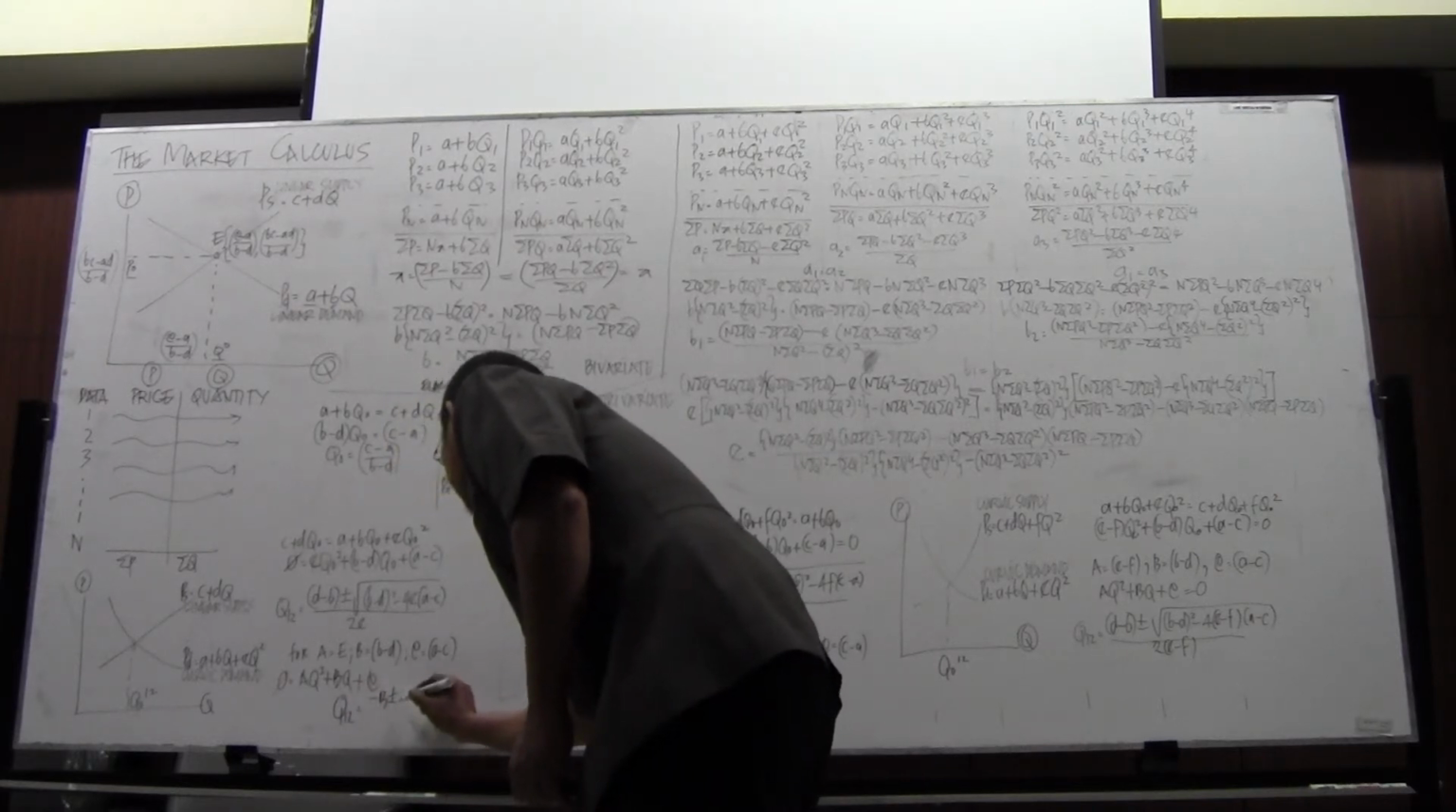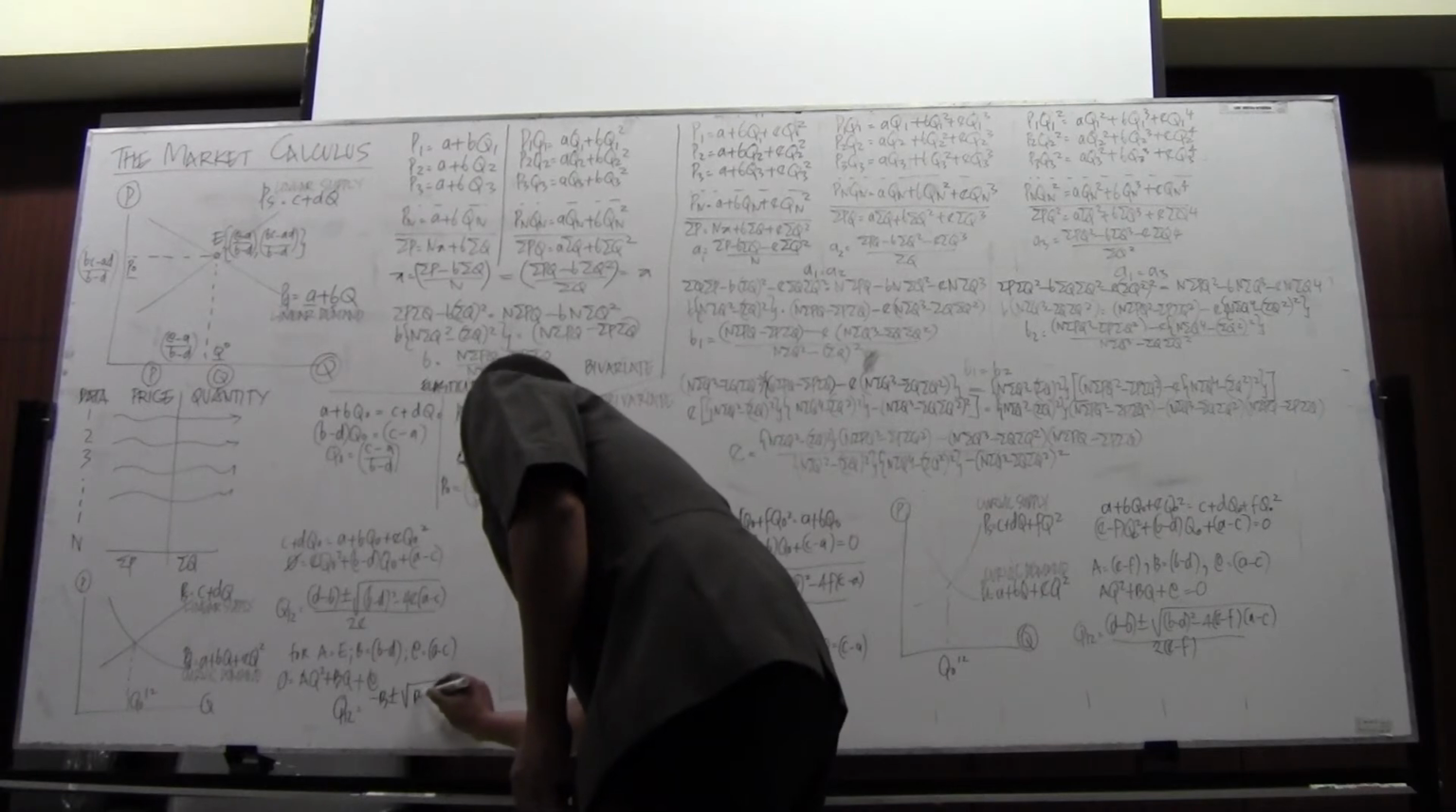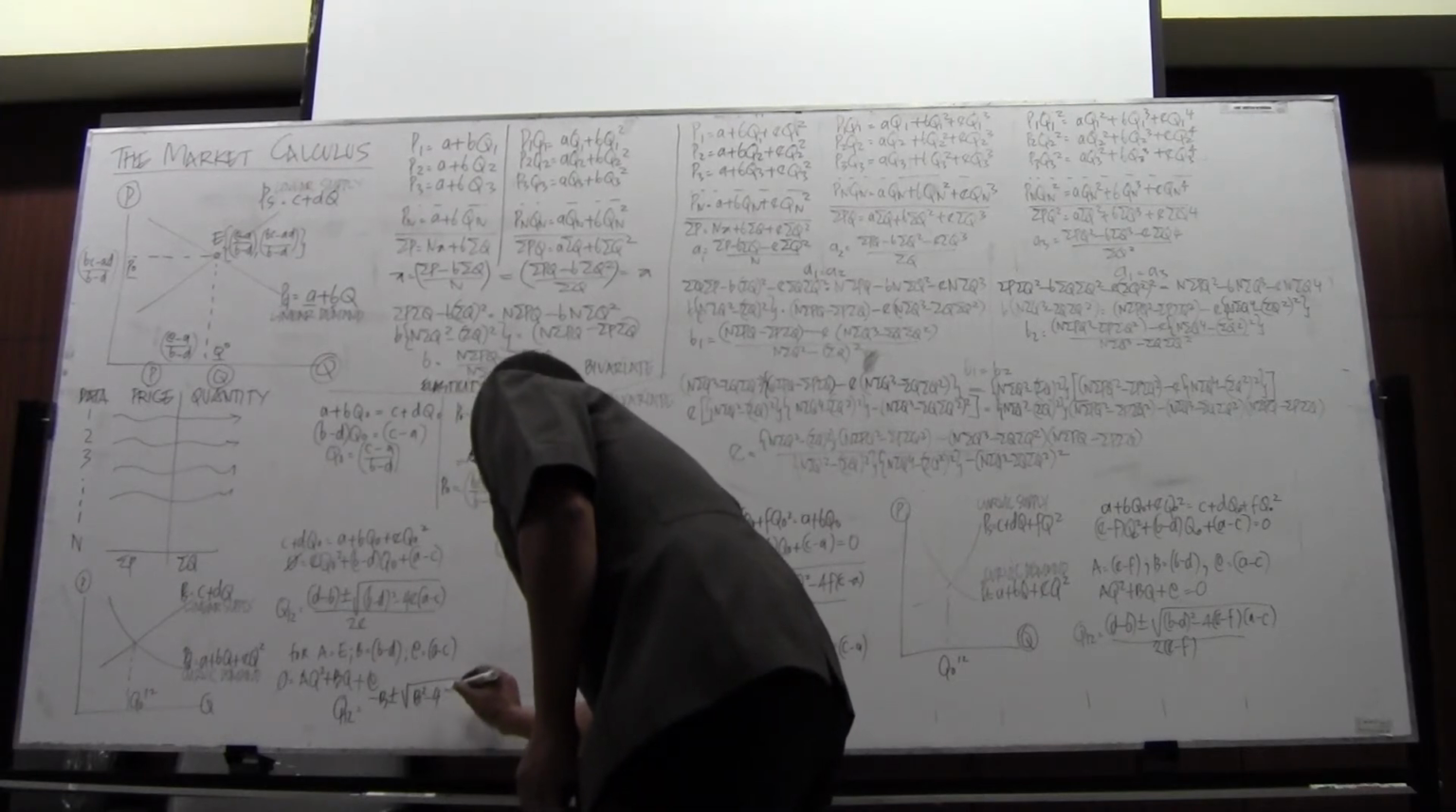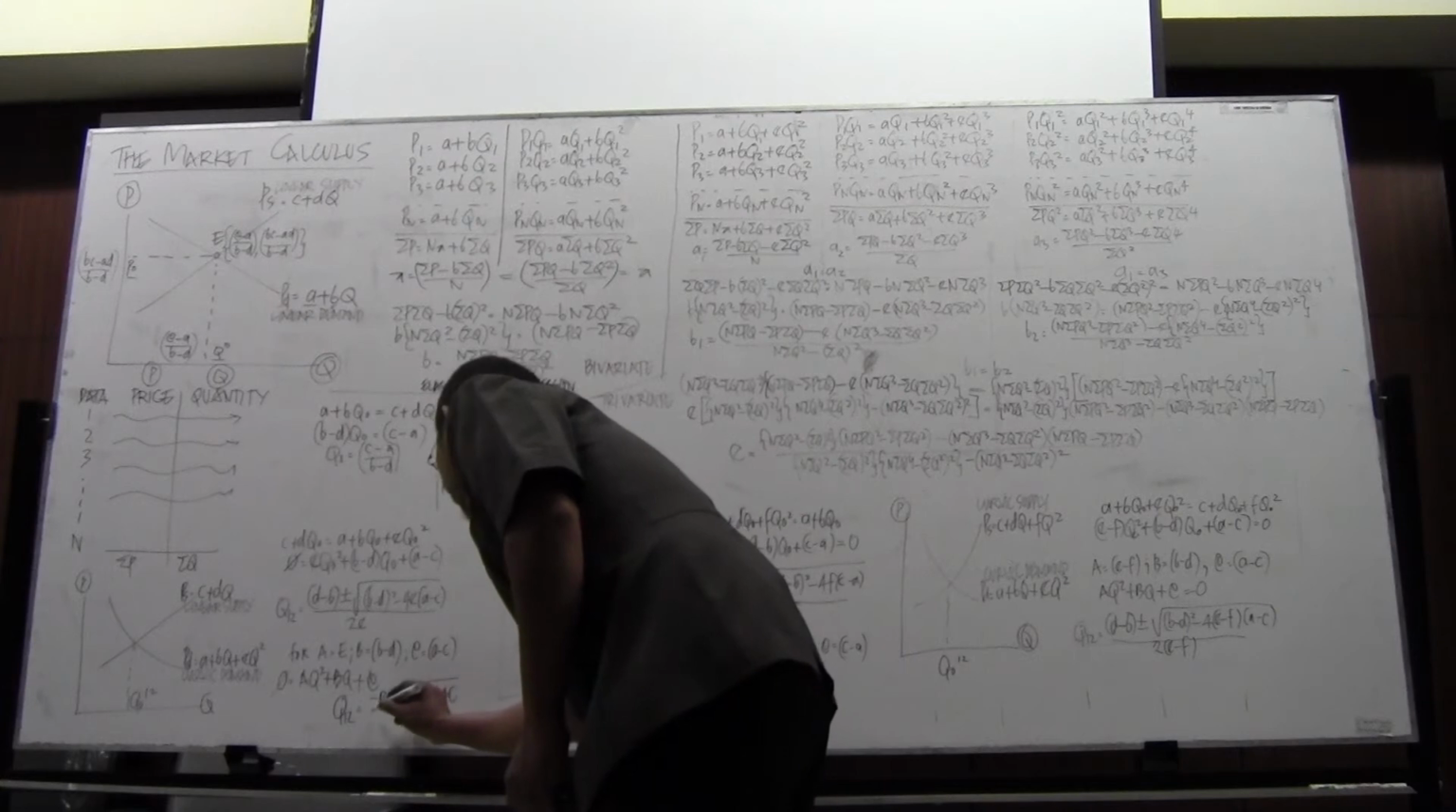for this Q1 and 2 is minus B plus or minus the square root of B squared deducted by 4AC divided by 2A.